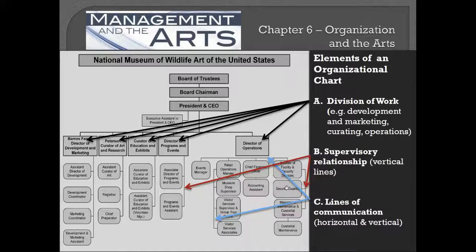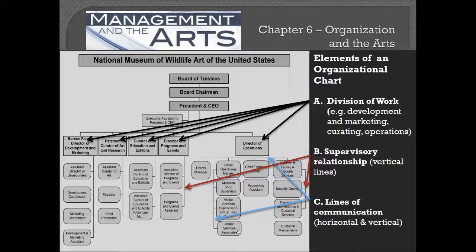But then the director of facility and security services supervises the security guards and the maintenance and custodial services manager. But this manager supervises the custodial maintenance person, right? Retail operations manager supervises all of these people. Chief financial officer supervises these people.